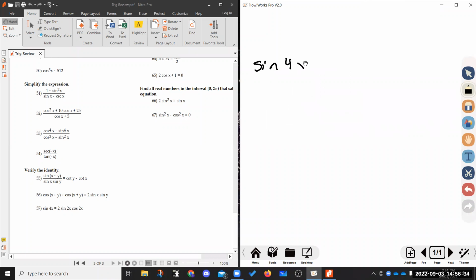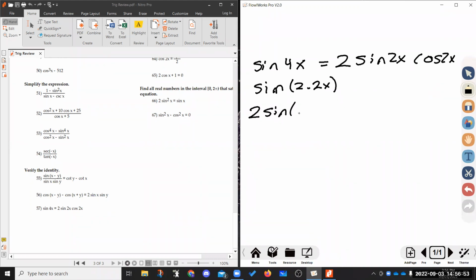Sine of 4x. We need that to be 2 sine of 2x cosine of 2x. That's a pretty straightforward one. I just need to write this as 2 times 2x to start off with. And then my identity for sine 2 theta says it's 2 sine of theta cosine of theta. So that's also established.